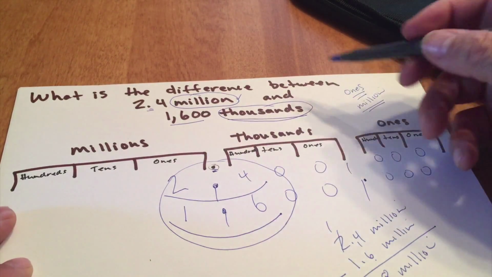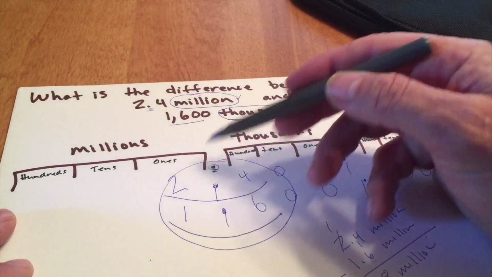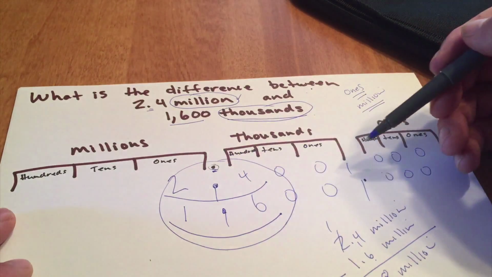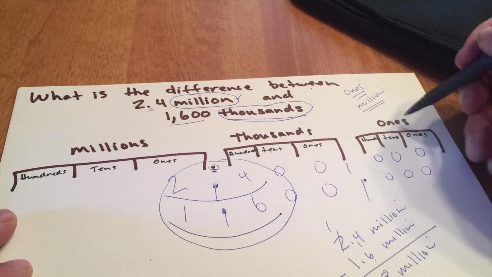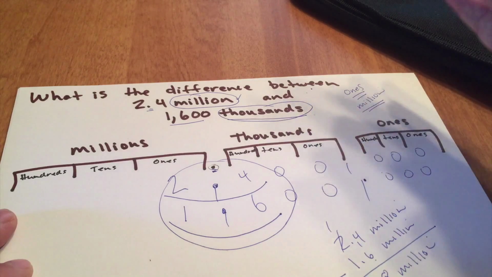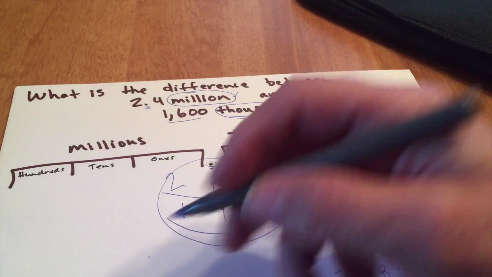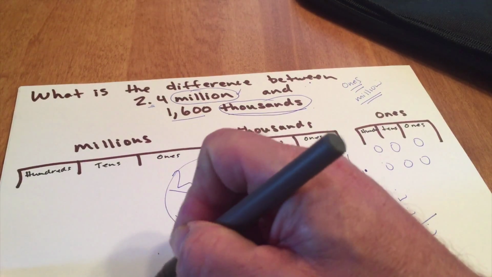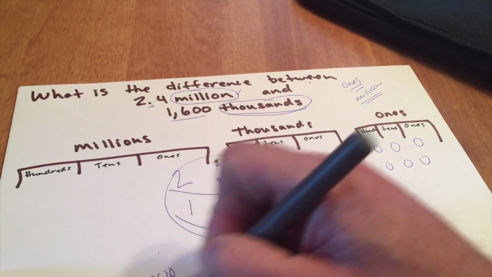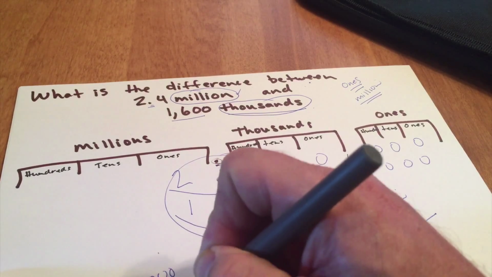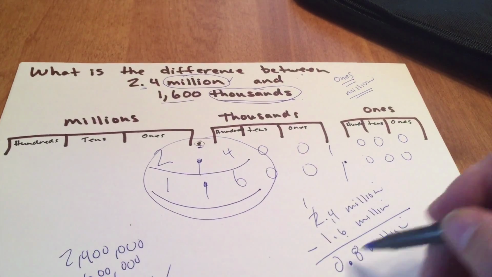So just to recap, when I'm doing a question like this, I want to make sure that I organize the numbers in the chart so that it makes sense. They're in the right spot. And then when I finally want to compare them, I try to make sure to use just one unit, the same unit. So I could have used ones here. I could have also done this: 2,400,000, take away 1,600,000, and I would have got the number of 800,000.